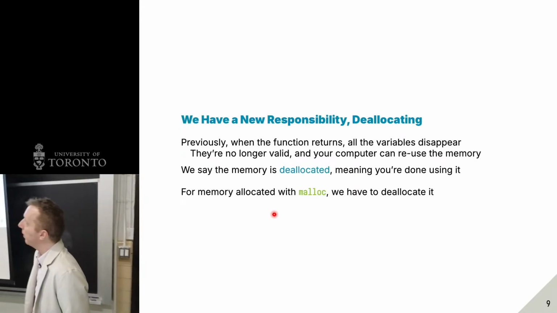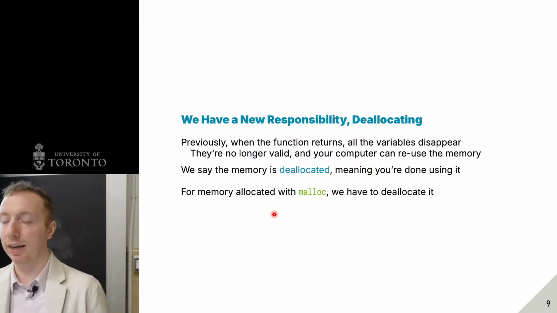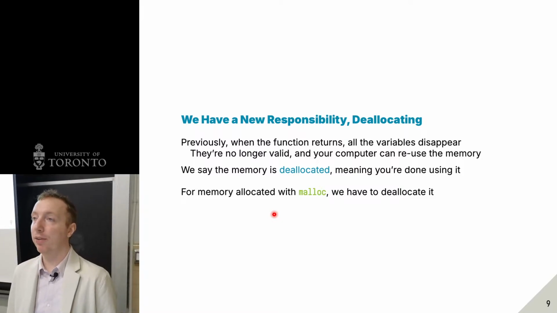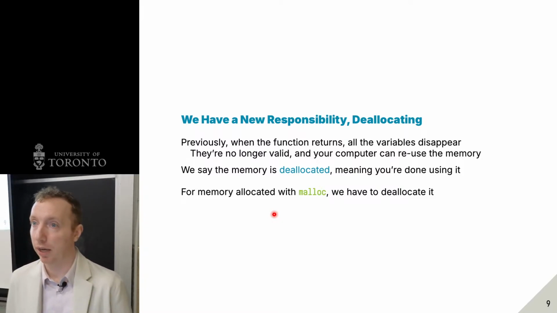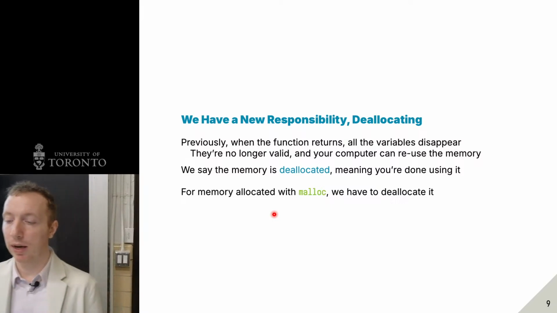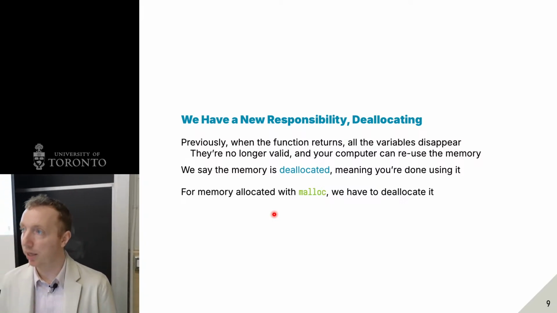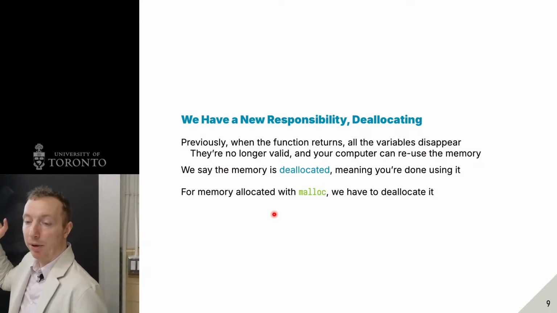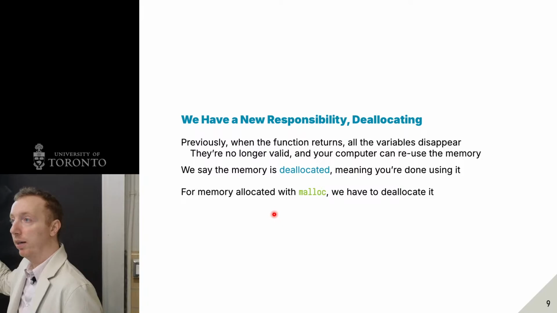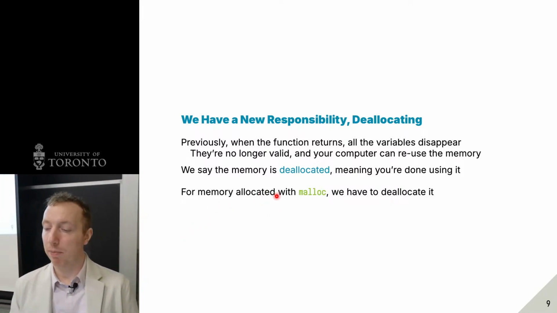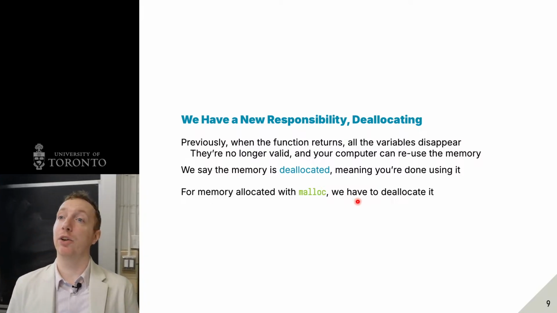So you also have another responsibility, which is that you now have to deallocate memory. Previously we didn't have to worry about this because when a function returns, all the variables disappear. So they're no longer valid, your computer can reuse the memory, everything is all well and good. We say at that point the memory is deallocated, meaning you're done using it, it can be used for something else. For memory allocated with malloc, you have to deallocate it yourself.